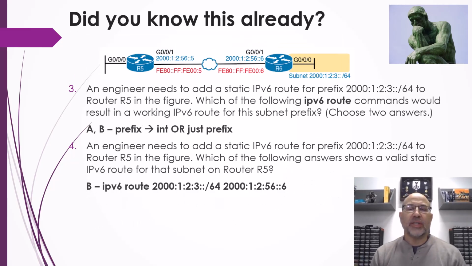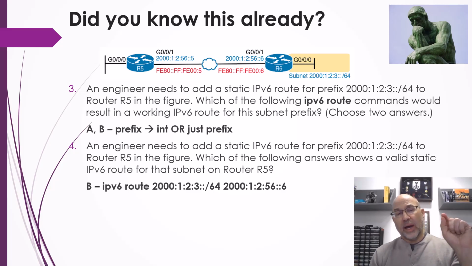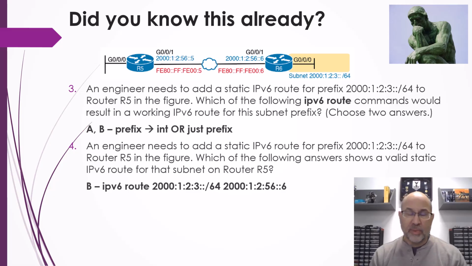Question number 3: an engineer needs to add a static IPv6 route for the prefix 2001:23. Which of the following IPv6 route commands would result in a working route for that prefix? Well, you can say, I want to get to this prefix plus an interface, or just the prefix without the interface argument. And the reason for that is because we're using globally unique addressing for the next hop. The minute we use link local or a serial interface, we're talking about interfaces.